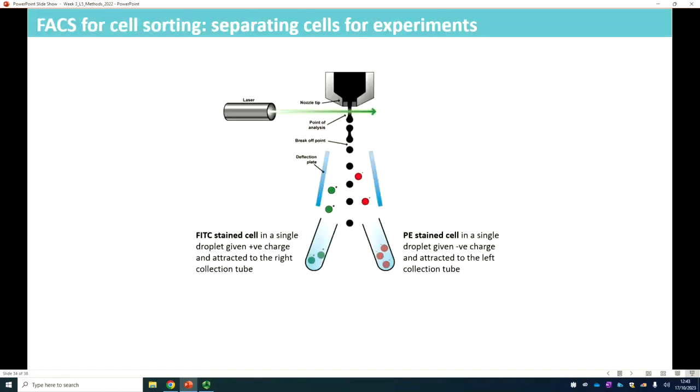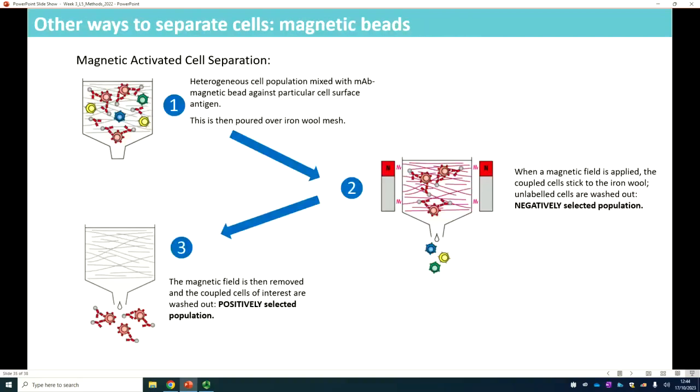So in terms of FACS, as I mentioned, we can do FACS sorting. So in this case, it's very similar to FACS. You have your laser, which analyzes a particular cell in a droplet. So there's a droplet, and each droplet contains one cell. And then let's say, depending on the color, whether it's red or green, you have these deflection plates, and these are charged, and it will literally flick your cells, depending on the staining, into different collection tubes. So in this case, you can collect FITC stained cells in a separate tube to your PE stained cells, which will be in a separate tube. So that's cell sorting, where you want to actually harvest the different cell subtypes.